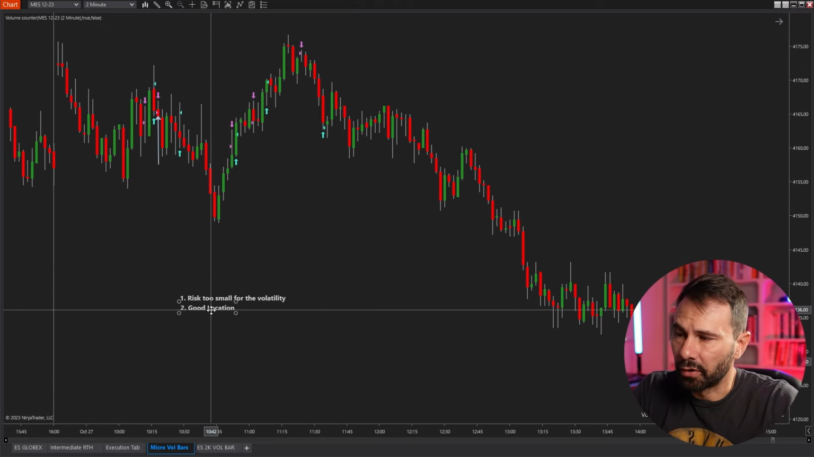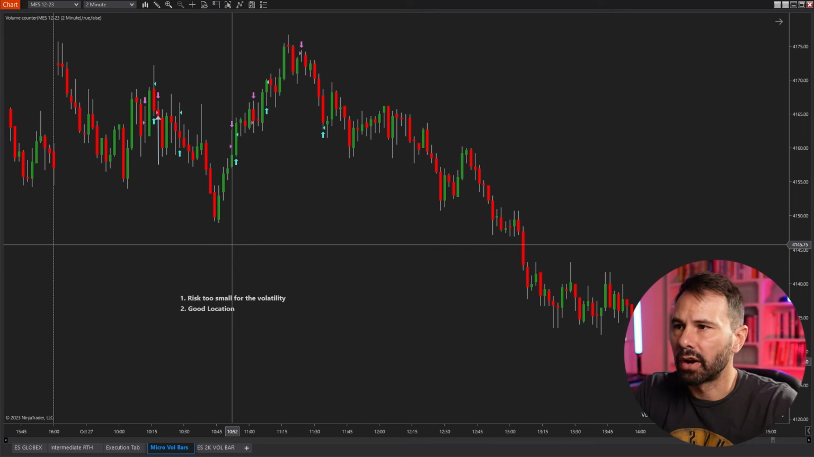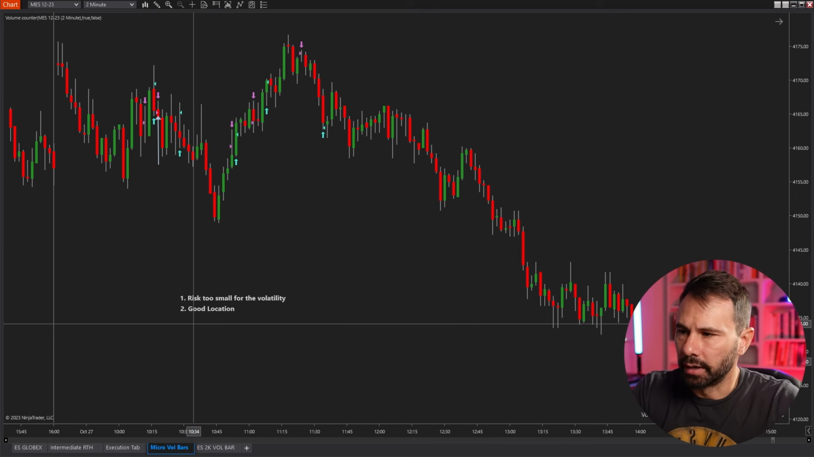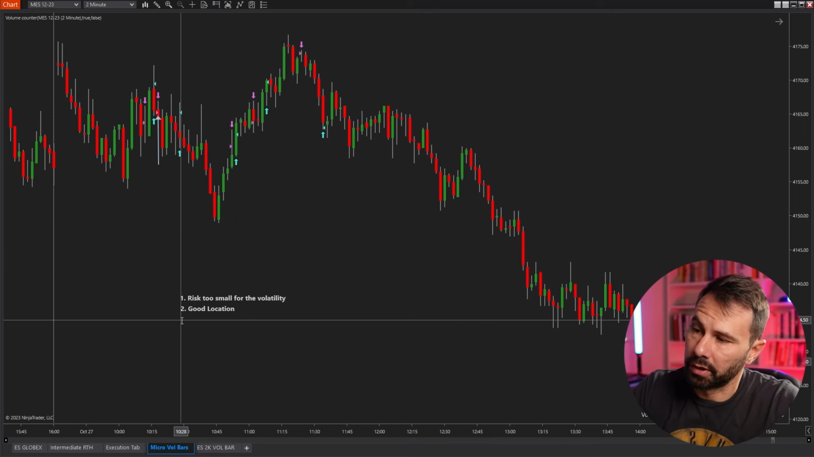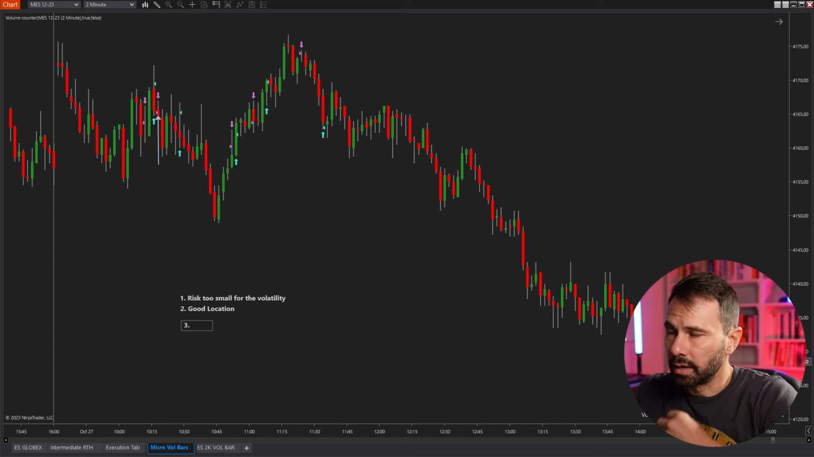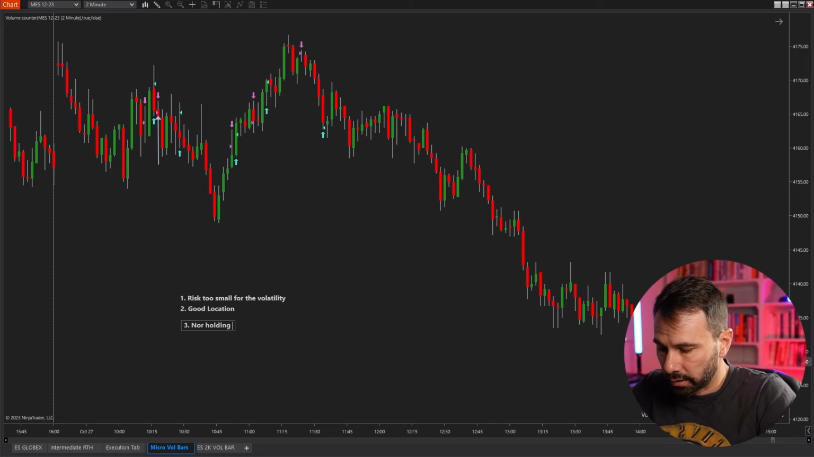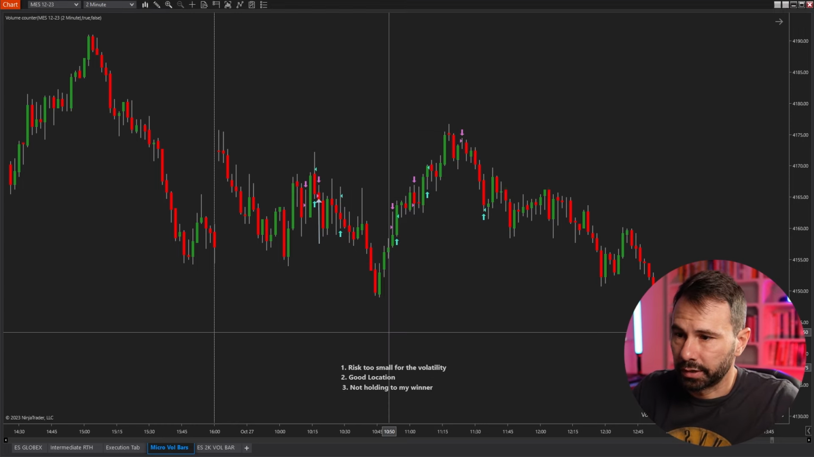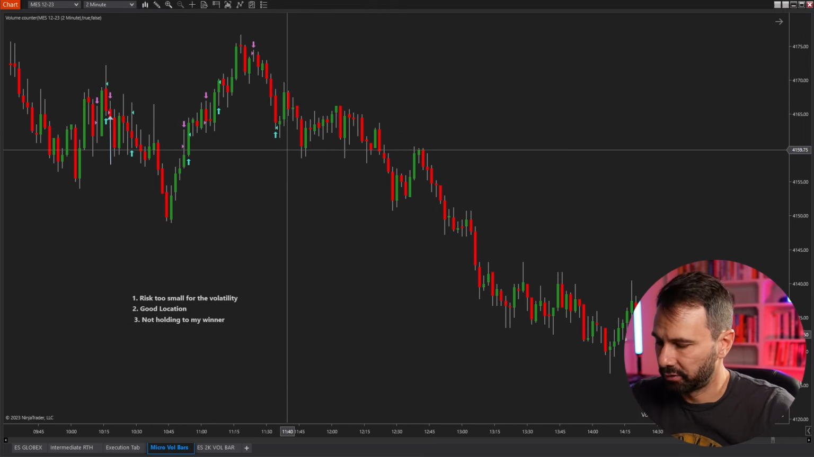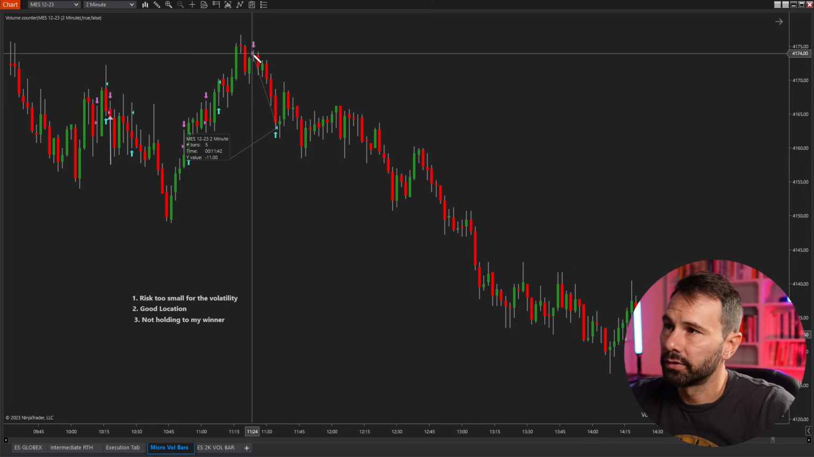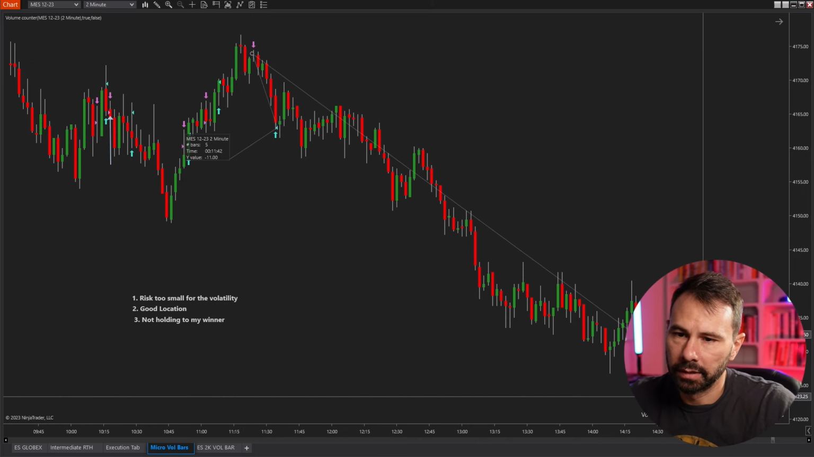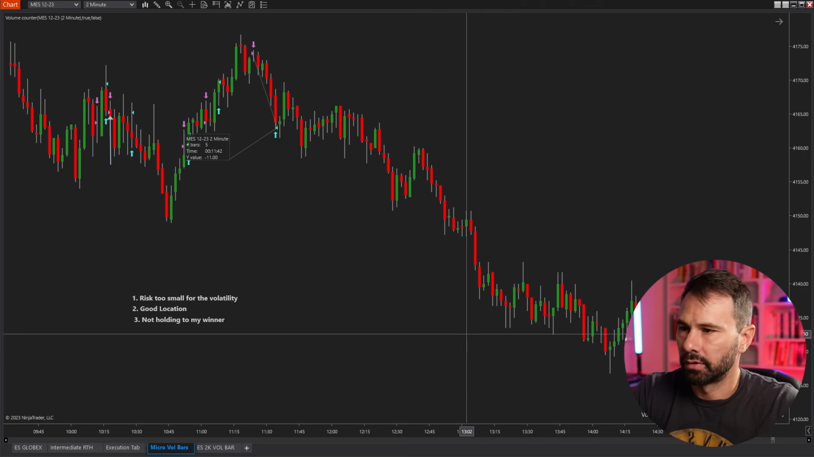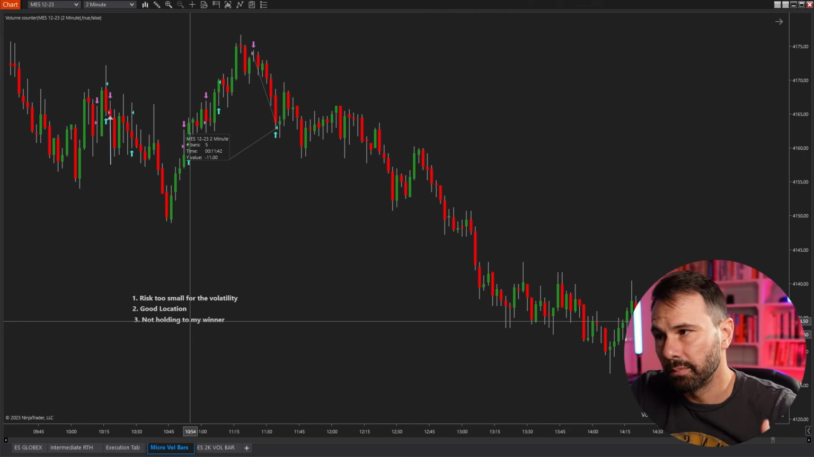Now this is the third one that is not necessarily a requirement, but I'm going to point it out because I want to improve this part too. Number 3 is not holding to my winner. All right, so not holding to the winning trade. Look how this thing collapsed. I grabbed 11 points, which is not bad, but here is 51 points. Okay, so I'm going to be more realistic too.